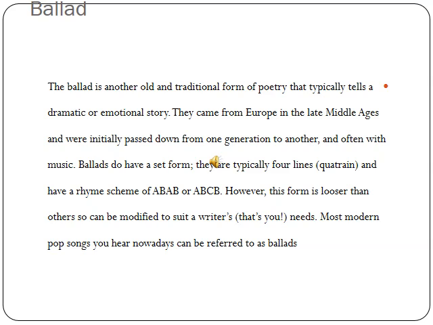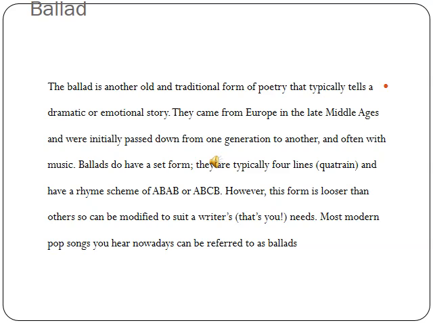And often, sometimes, ballads are used with music. So ballads do have a set form. They are typically four lines. Four lines, it's called what? Quatrain. And they have a rhyme scheme of A-B-A-B, or A-B-C-B.